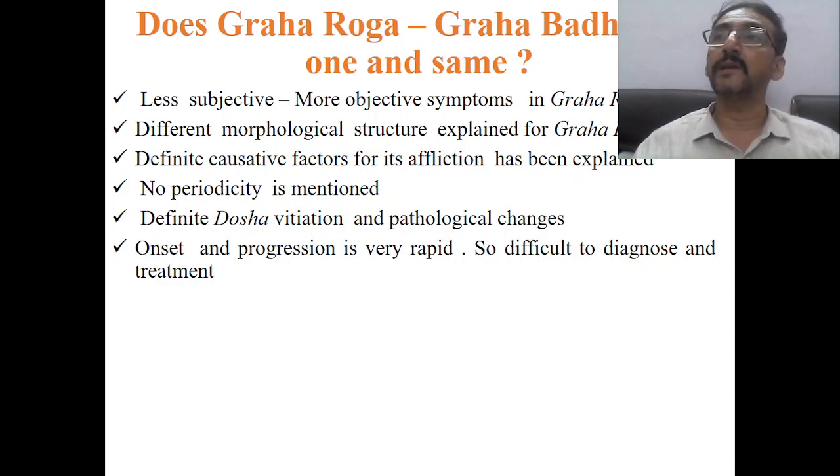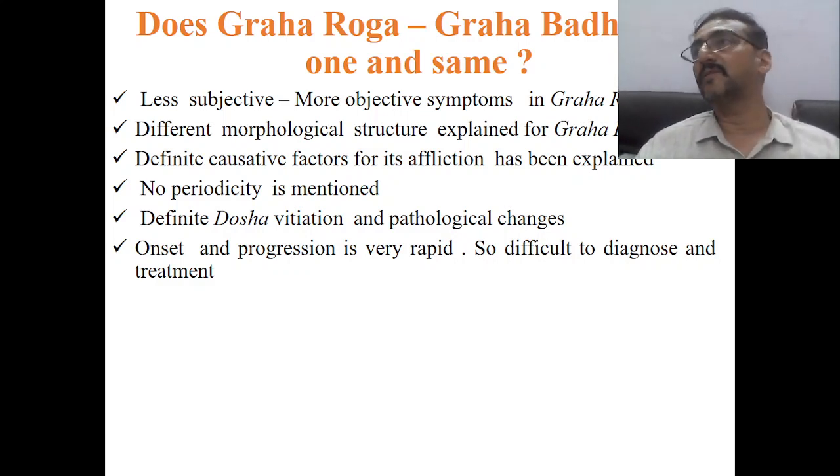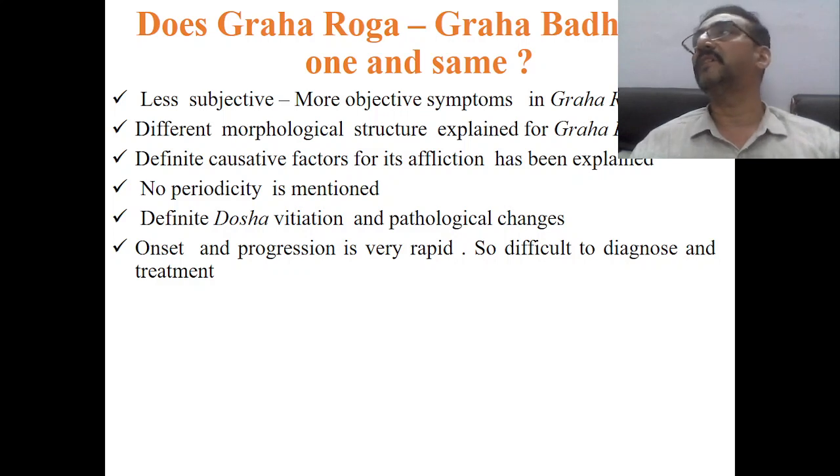If I say Mukhamandika, he explains how this Mukhamandika looks. For Skanda Graha, what are the morphological features, how it looks. This particular structure and morphology of a particular Graha is mentioned, which is not at all seen in Graha Chikitsa. Now, no periodicity is mentioned.